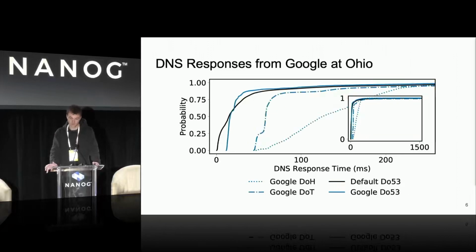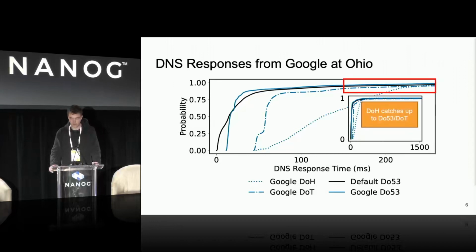This is with Google as well. So same idea, we have a vantage point on Amazon EC2 in Ohio. We're comparing all the different protocols with Google's resolver, and then also comparing the performance to the local resolver given by Amazon. And we're seeing similar behavior, that in this tail of response times DoH is catching up to the different protocols. So again, it's not strictly the case that you're getting slower response times, but rather there's this interesting trend where, very quickly, actually within 250 milliseconds of response times, the protocols are all catching up to each other.